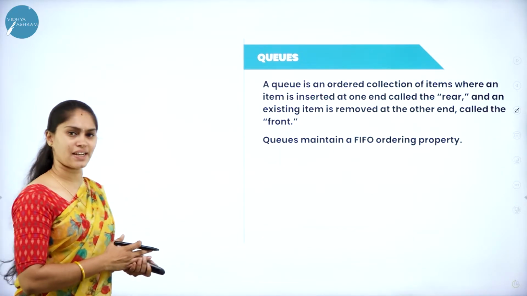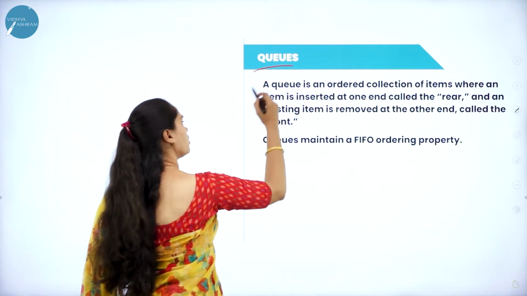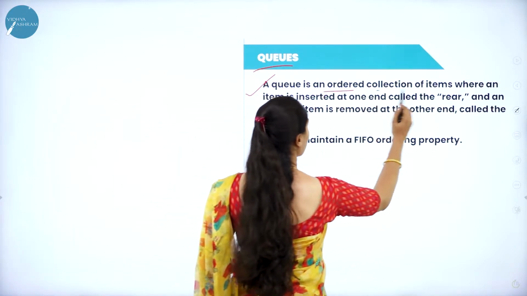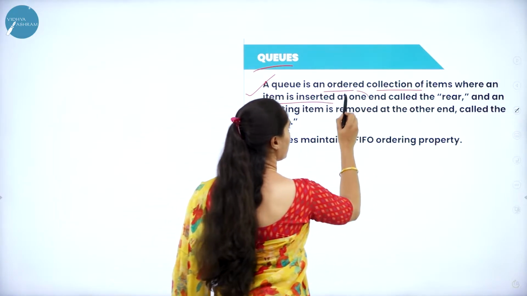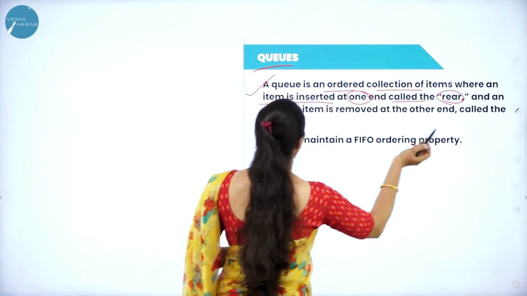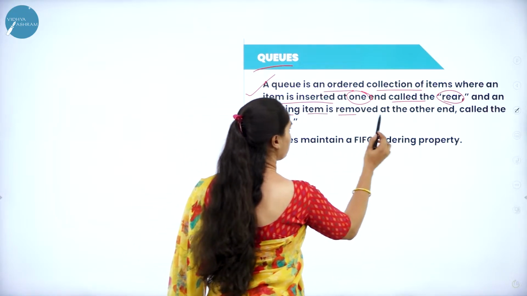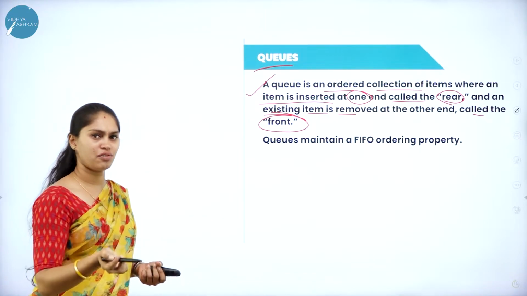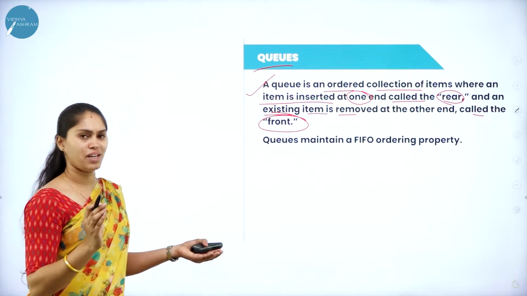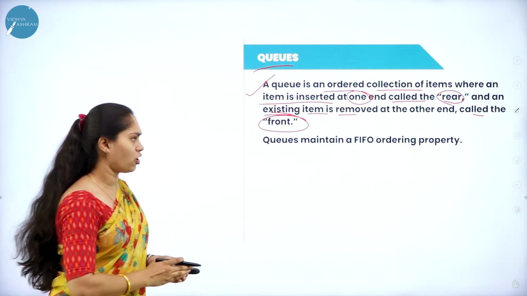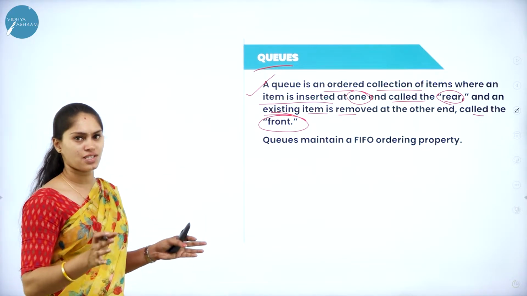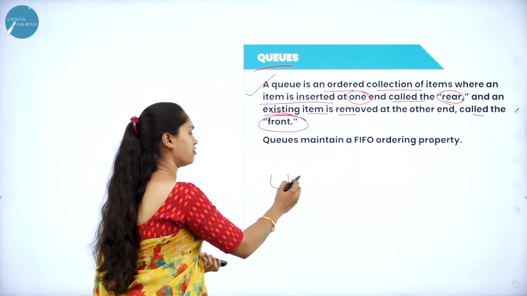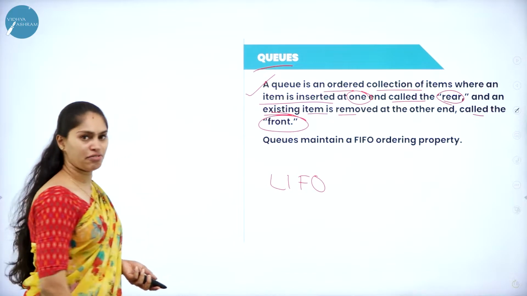Then what is the next data structure? We have queues. So here also you have to learn its definition. So what is a queue all about? It is an ordered collection of items where the item is inserted at one end called the rear end, and an existing item is removed at another end, that we are going to call the front end. So removal is at one end and the insertion is at another end. It follows FIFO, that is first in, first out. Stacks follow LIFO, that is last in, first out. So this is regarding the definition of a queue.